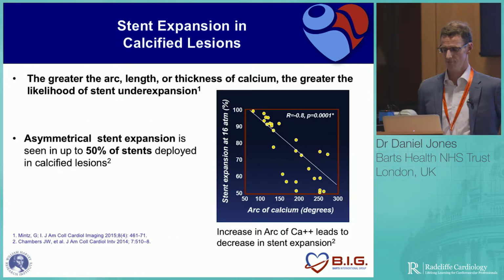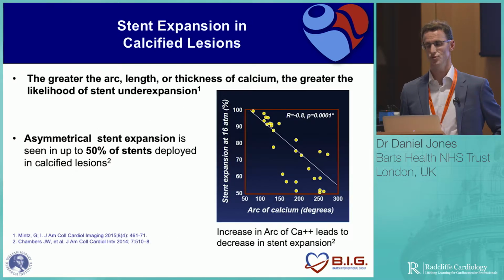Now, if we look at the amount of calcium, it's important in your degree of stent expansion. A study here, and the graph on the bottom right-hand corner, depicts that the greater the arc of calcium, so the greater degrees of calcium found within the wall, the poorer your stent expansion, or the reduced expansion. And we know that asymmetrical stent expansion is seen in up to 50% of stents deployed in calcific lesions.